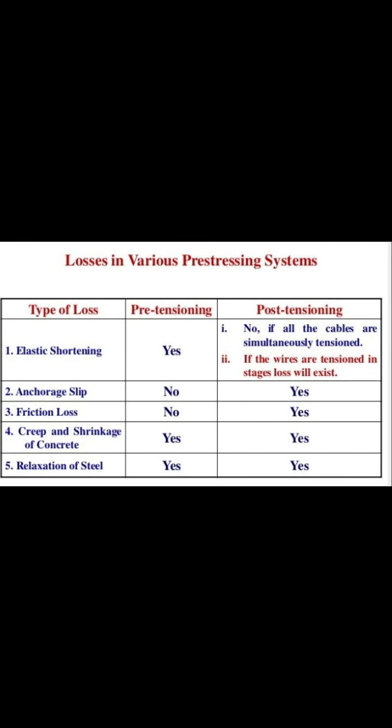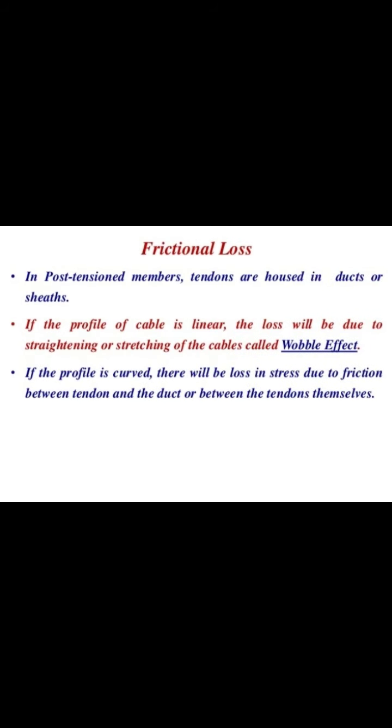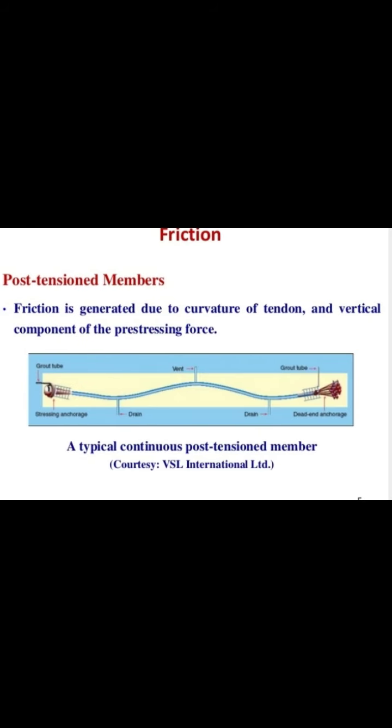The friction loss can be seen only in the post-tensioning case. In the pre-tensioning case, you can't see it. There will be no friction loss in the case of pre-tensioning. So that's what I have explained. The wave effect is also known as the Wobble effect. See here, this is the wave effect of the tendons.